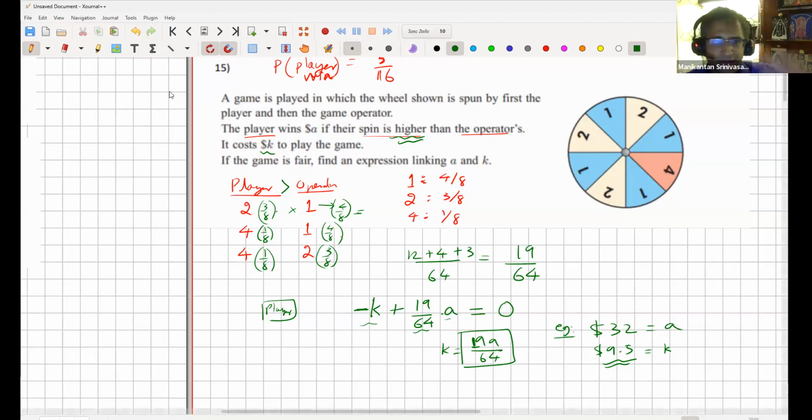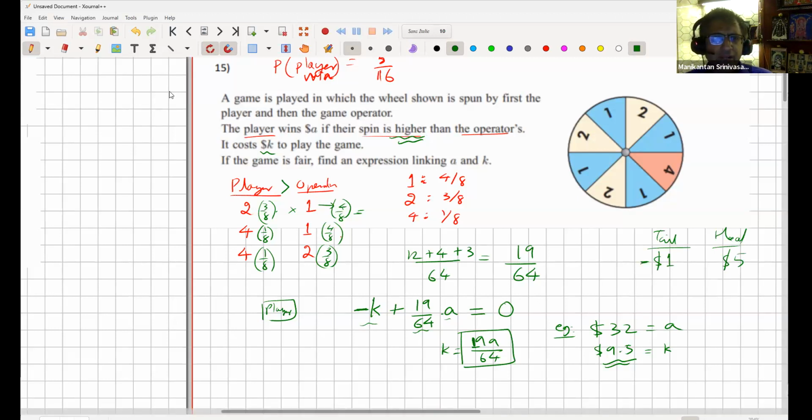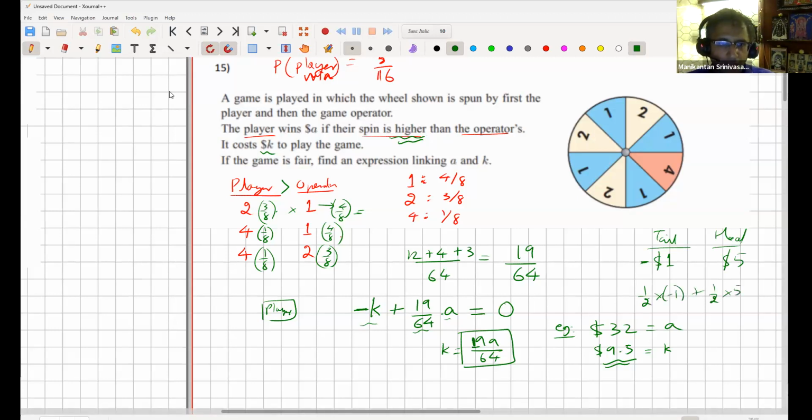For example, forget this problem. Let's say someone says, you're playing a simple tail or a head, like a coin toss. If you get a head, you will get $5. If you get a tail, you'll have to give me $1. On an average, how much will you win? Half into -1 plus half into 5, correct? With half chance, you'll lose 1. With half chance, you'll get 5.